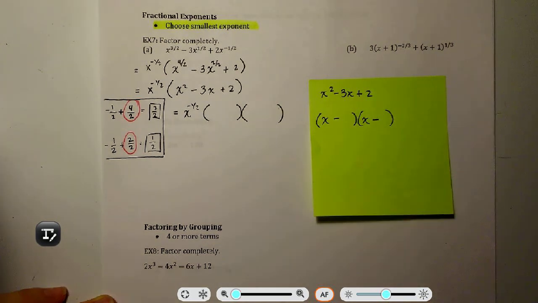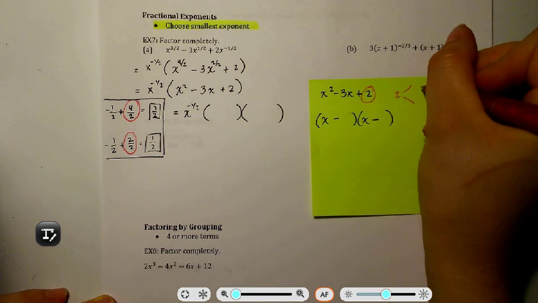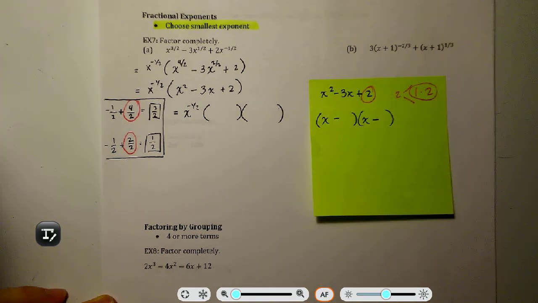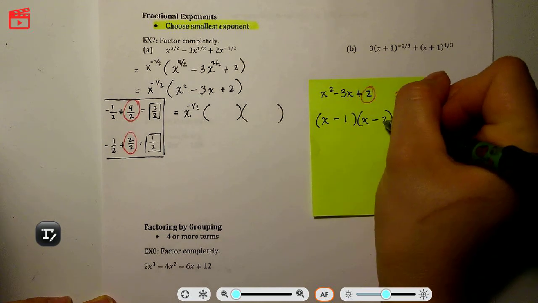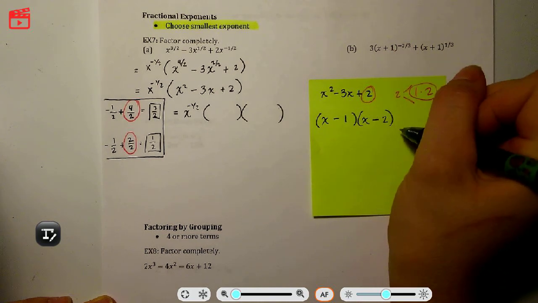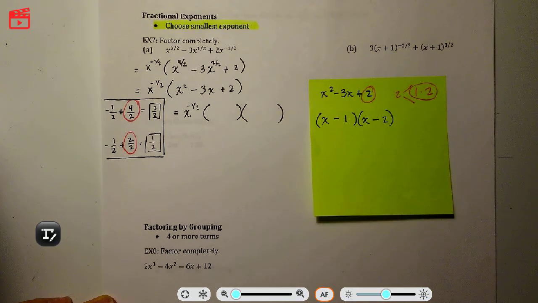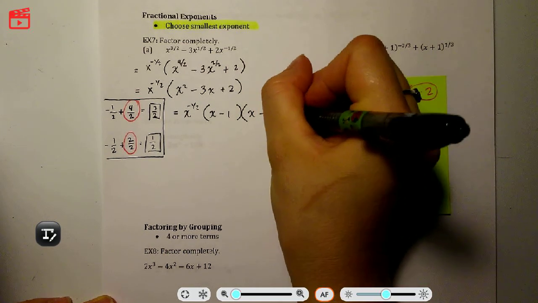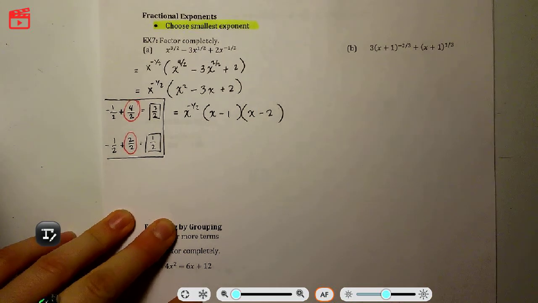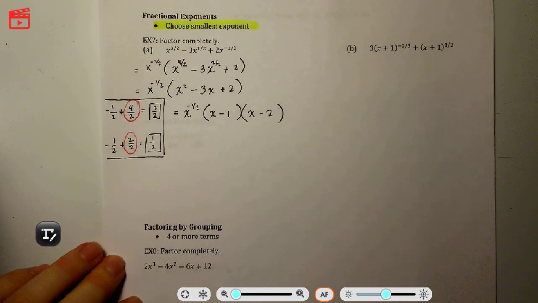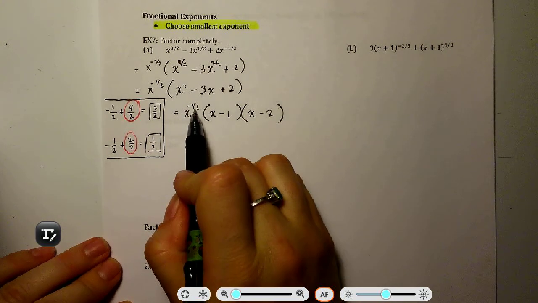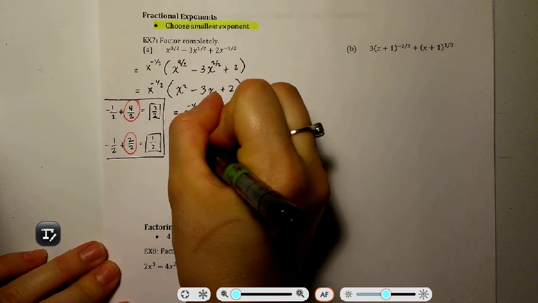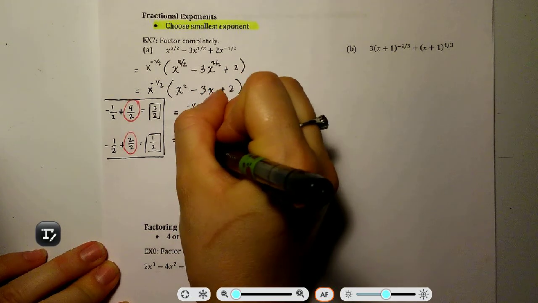So let's take a look at the factors of 2. Factors of 2 are 1 and 2. Can we add 1 and 2 to get 3? Yeah, we can. So we have a negative 1 and a negative 2. If you wanted to FOIL that back out and check your answer, you can go ahead and do that. So x minus 1, x minus 2. Okay, we are super close to being done. There's only one small, tiny problem. That negative exponent. No negative exponents. So let's go ahead and use the rule to get rid of that negative exponent. And there we go.